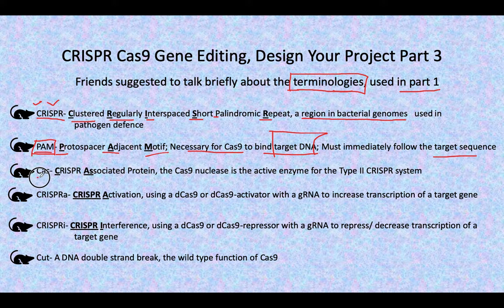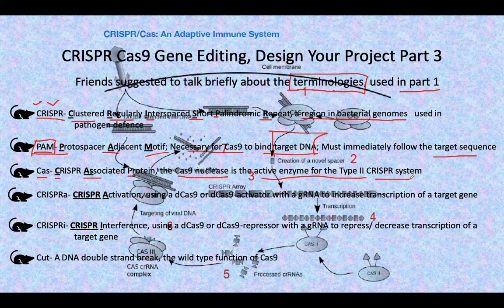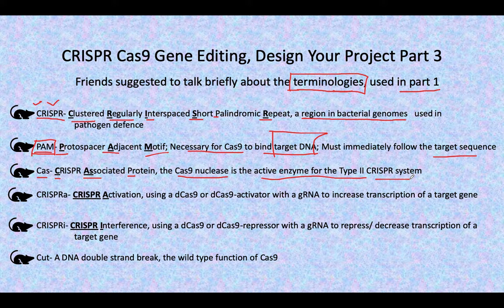The next is Cas. Cas is the CRISPR associated protein. Cas9 is a nuclease, an endonuclease, which is the active enzyme for the type 2 CRISPR system. There are type 1, type 2 systems of the CRISPR. This is in fact the adaptive immune system of the bacteria when viruses attack these bacteria. So these enzymes cleave the genome of the virus and cut it into pieces, and then the bacteria can survive.